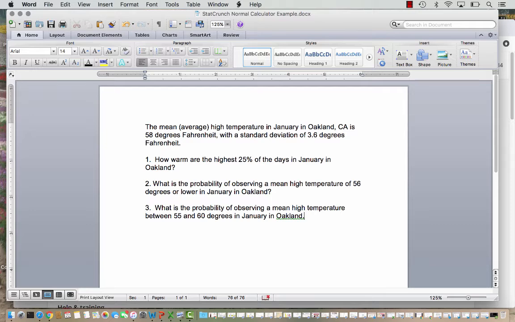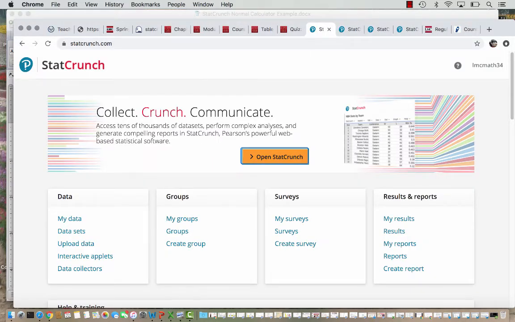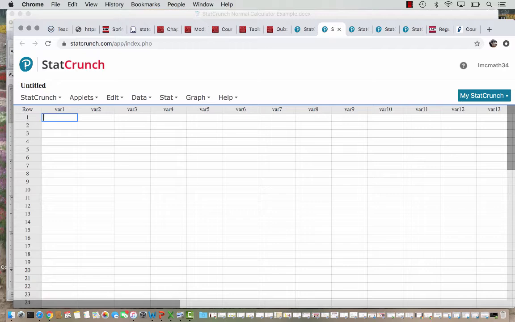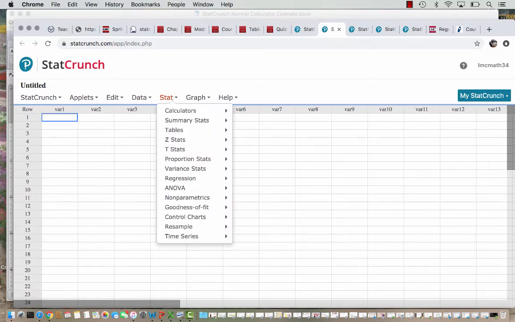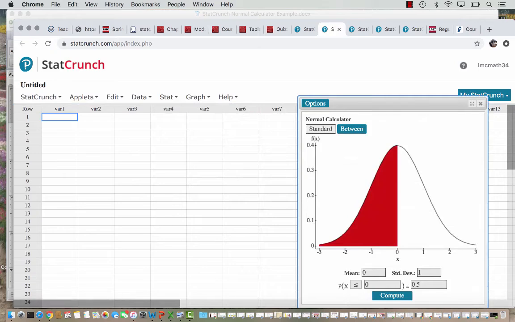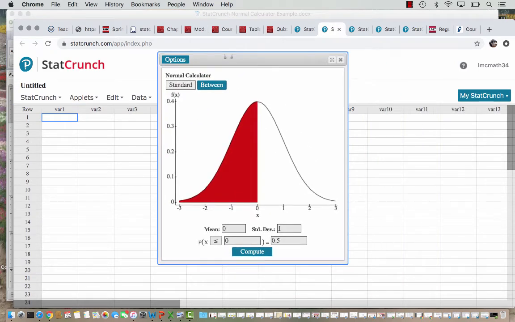So we're going to head over to StatCrunch, make sure you're logged in, and click Open StatCrunch to open a blank spreadsheet in a new tab. We want to use the normal distribution, so we're going to go to Stat, Calculators, and scroll down and choose the normal calculator. And what pops up is the standard normal calculator.